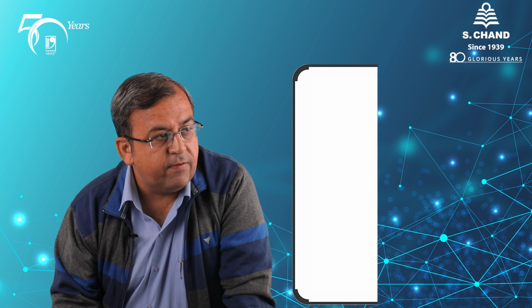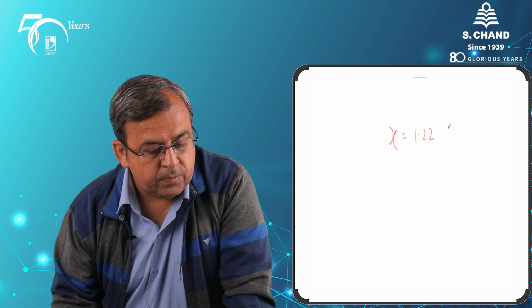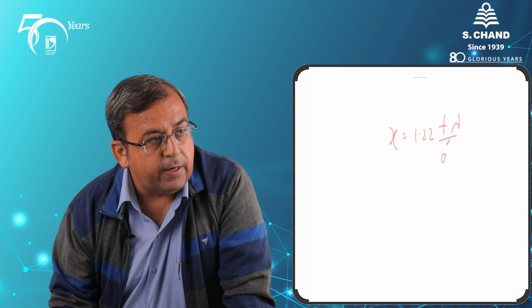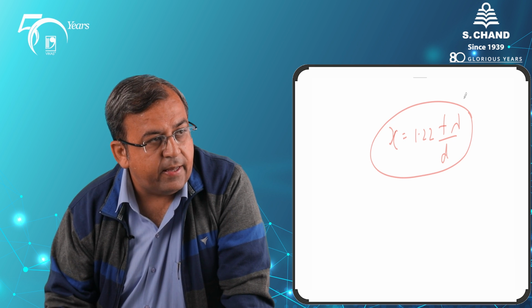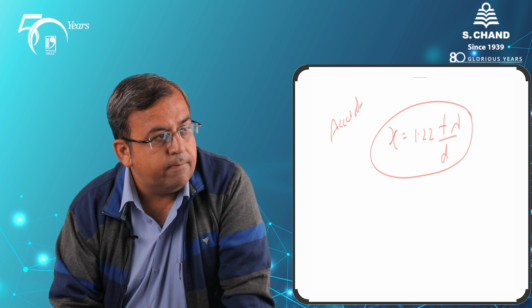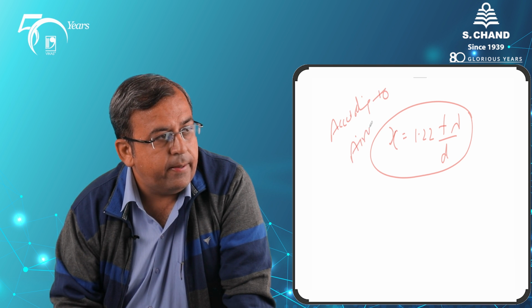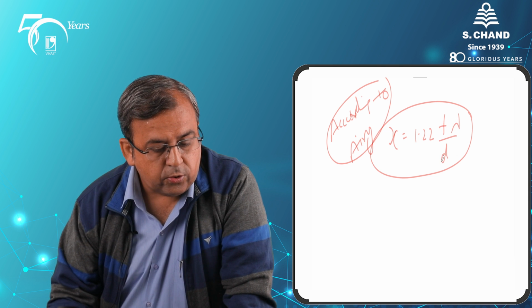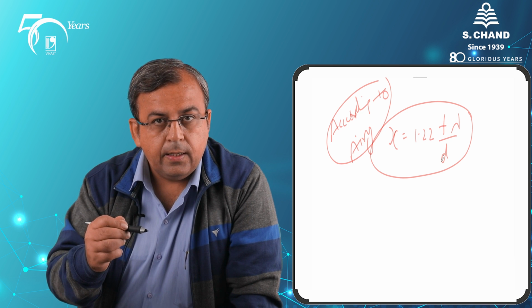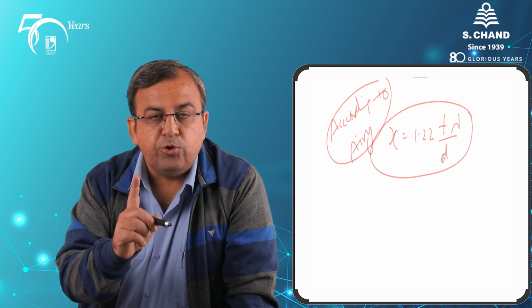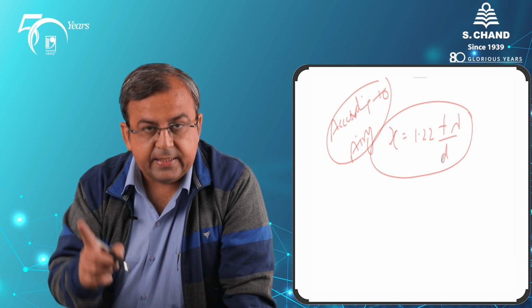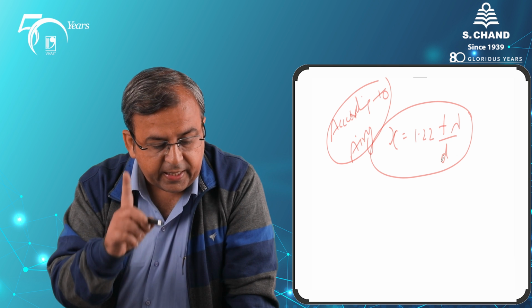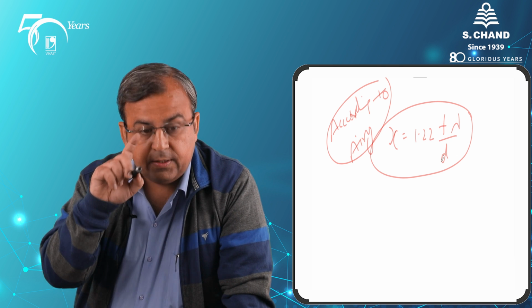According to Airy, x is equal to 1.22 f lambda upon d, right? So the discussion on the intensity distribution of bright and dark rings is similar to the one given for a rectangular slit. This is what exactly it is.